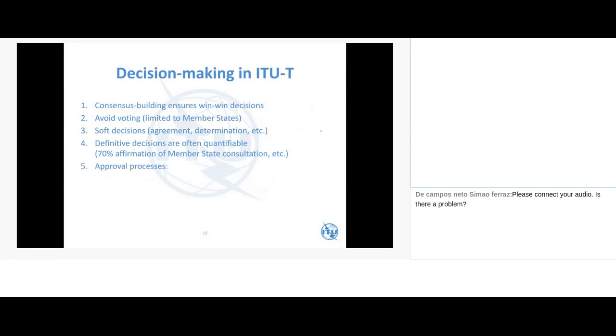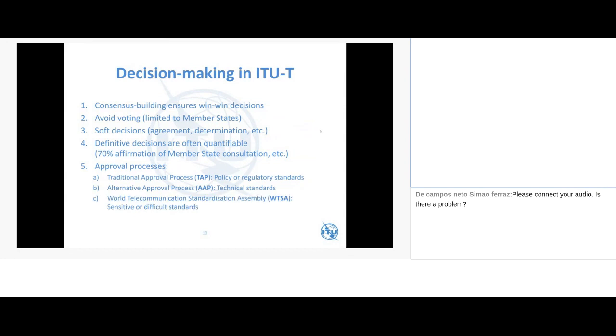The approval process is, as I'm sure you're aware, there are 4 main approval processes. One is the traditional approval process. This is for regulatory or policy standards, which I think is never applied in Study Group 16. AAP is for technical standards, which is the means by which the majority of your texts would be approved.